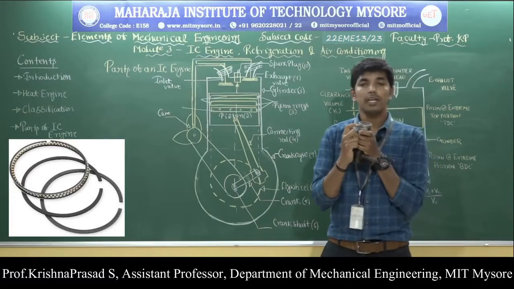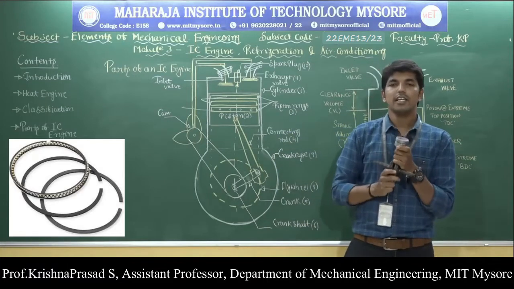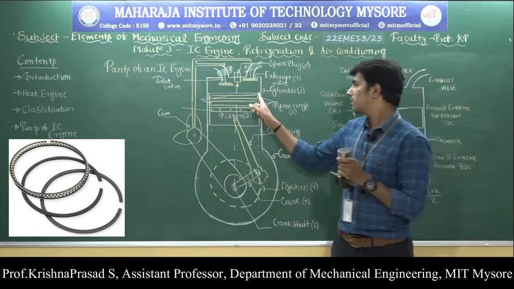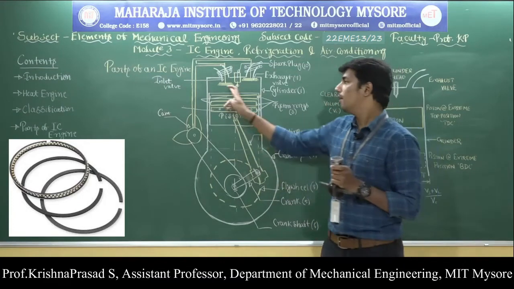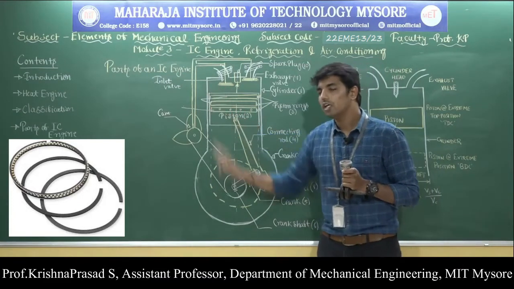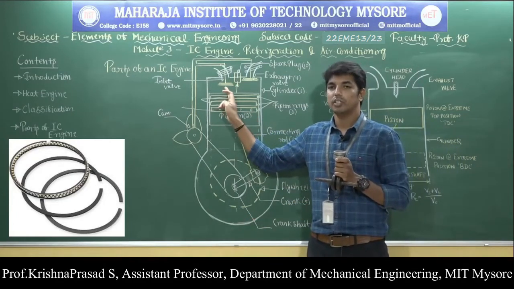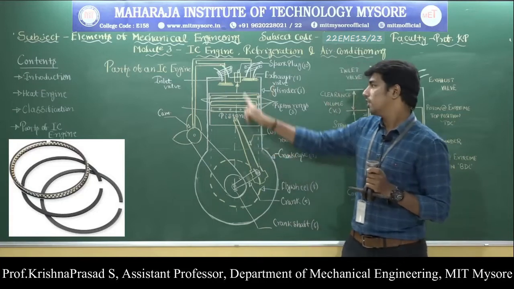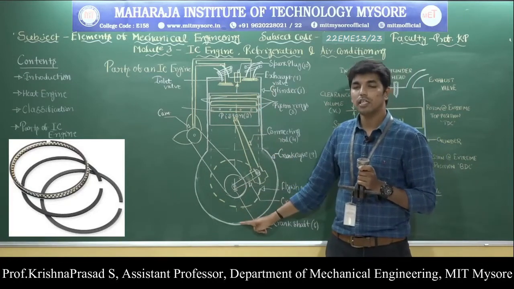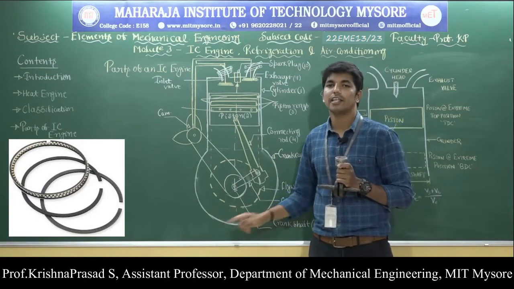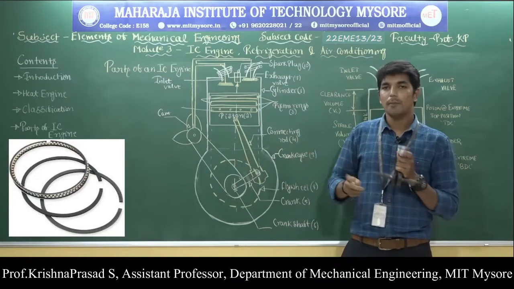First, what is the main function of the compression ring? The compression ring maintains a gas tight joint between the piston as well as the cylinder. That means it does not allow the burnt gases from the combustion chamber into the crankcase. If the burnt gases escape from the combustion chamber into the crankcase, then they will mix with the engine oil present in the crankcase, and then it will clog the oil line. That's why we need to use the compression ring.